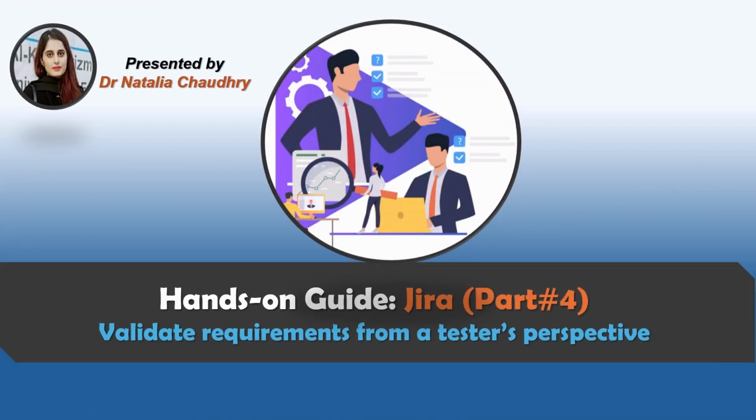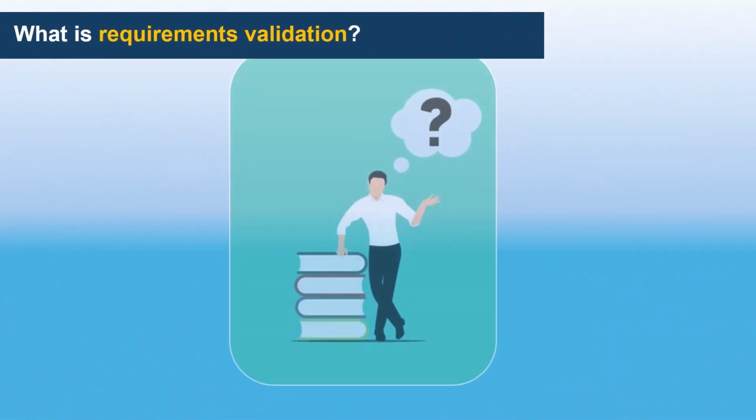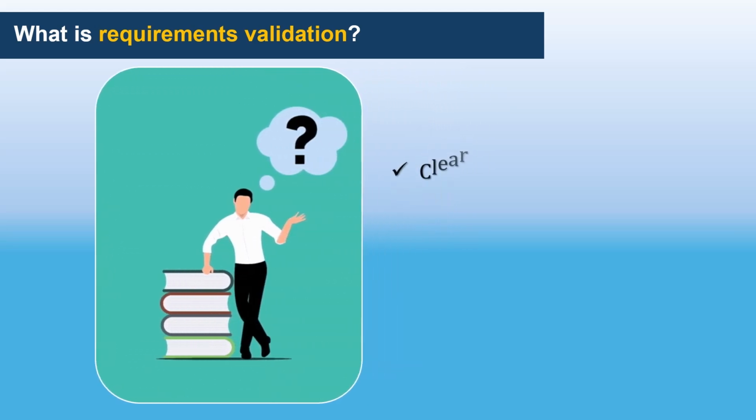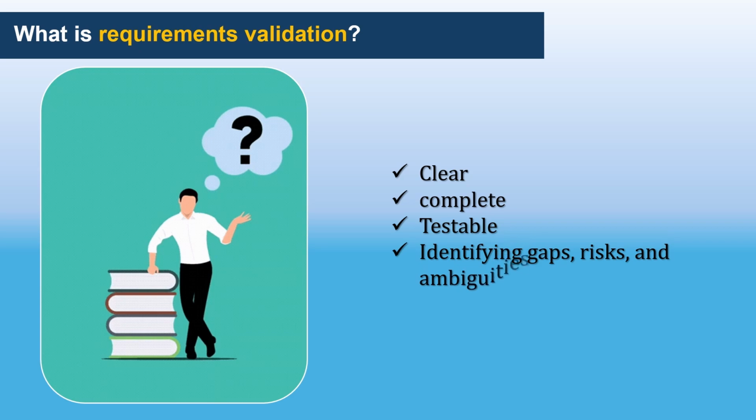In today's session, we will learn how to validate requirements from a tester's perspective using Jira. From a tester's perspective, validating requirements means ensuring that the requirements are clear, checking if they are complete, verifying they are testable, and identifying gaps, risks, and ambiguities if there are any.